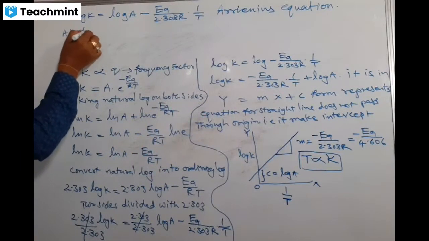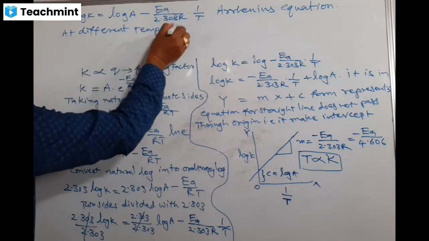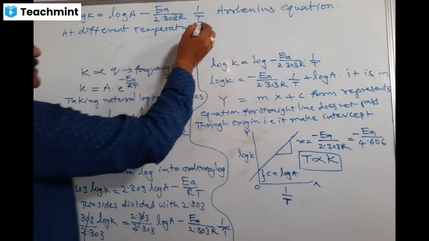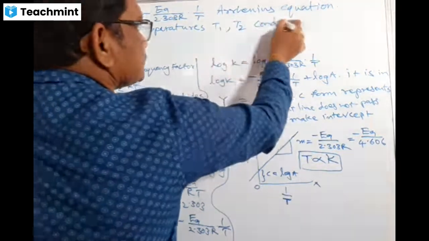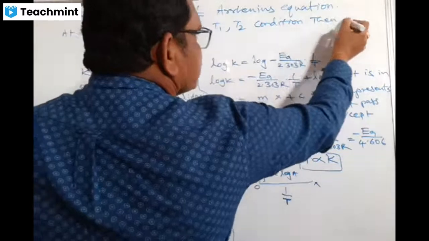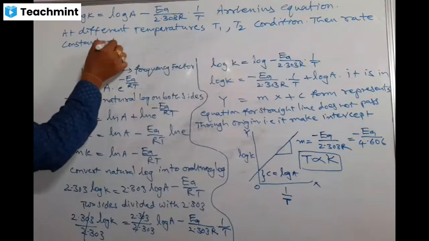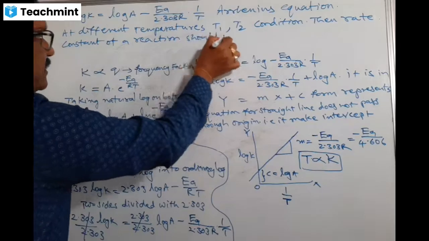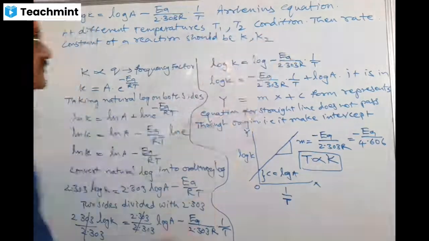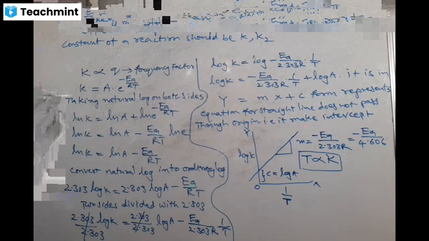At different temperature conditions, temperatures T1, T2, the rate constant of a reaction will be K1, K2. Then what happens? See here.